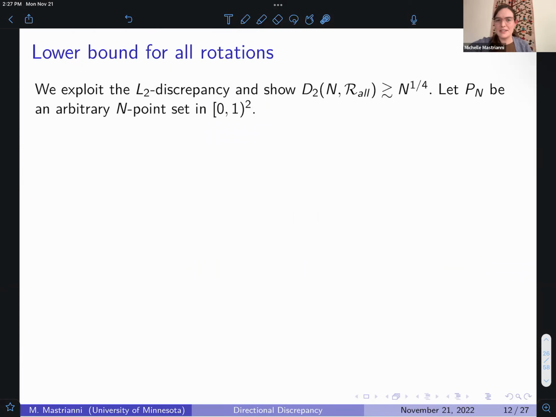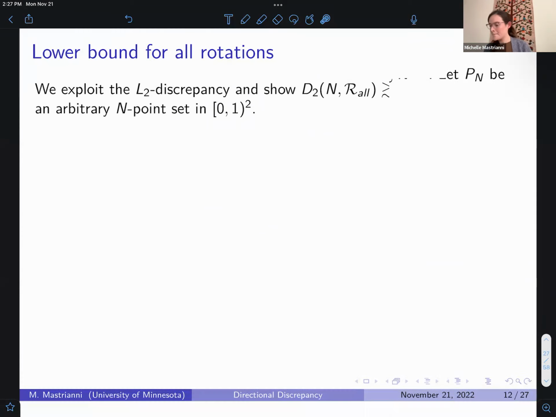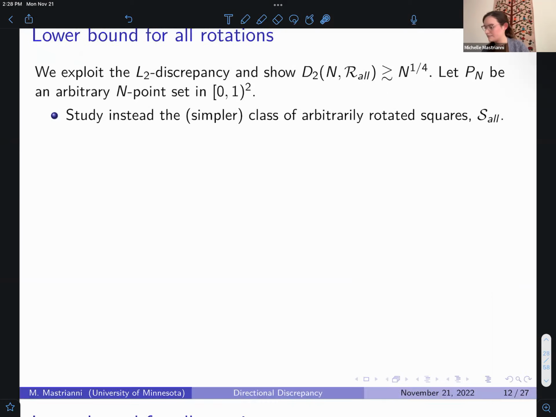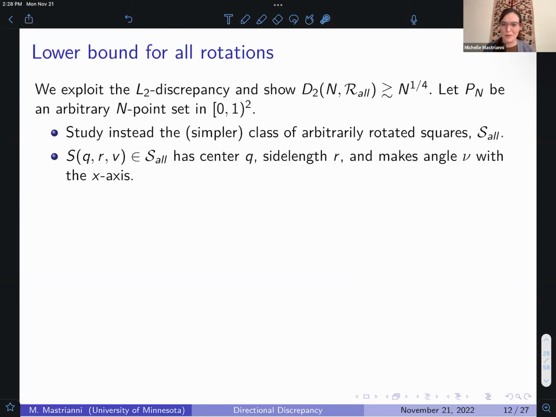Okay, so for the rest of the talk, I'm going to be focused on lower bounds. And I'll show you how the L2 discrepancy is exploited in this case. So remember, for the class of all rotations, we have a lower bound of n to the 1/4. And we need this to hold for any arbitrary n point set in the unit square. Instead of studying the class of rectangles, I'm just going to simplify it to the class of arbitrarily rotated squares. A lower bound on that class will give a lower bound on the class of rotated rectangles because that's more complex. But then we have one fewer parameters.